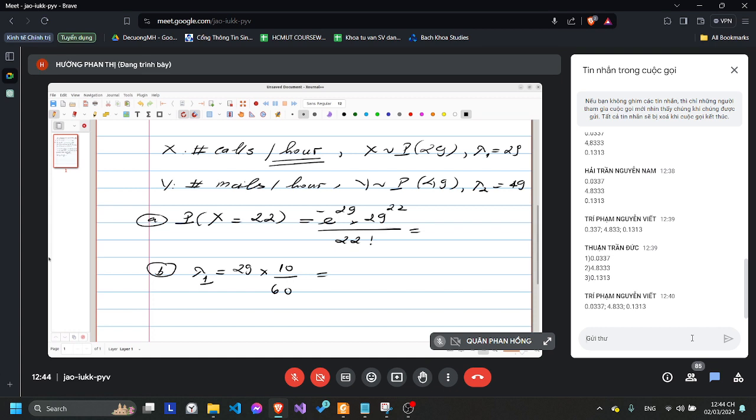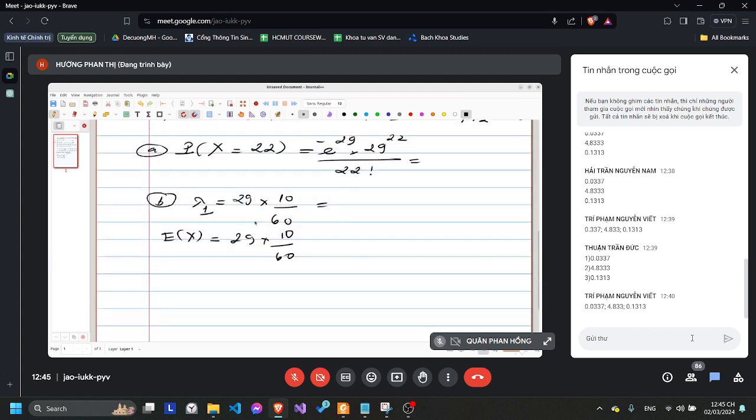So we want the average count. The average count means that we need E of S. As S follows a Poisson distribution, E of S exactly equals the parameter lambda, where lambda is the new one. We just change the unit. Hence E of S equals 29 multiplied by 10 over 60. So we're done with question B. How about question C?